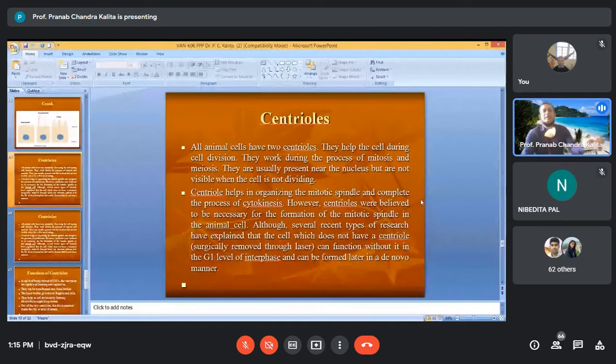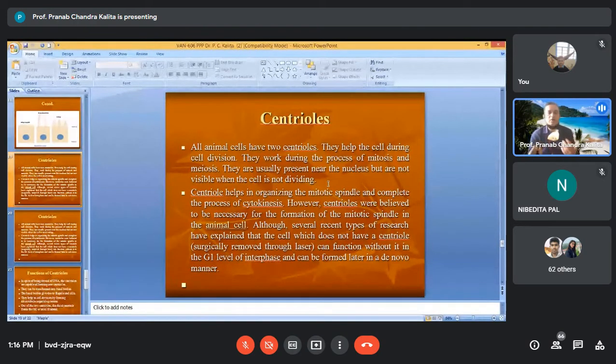Now, what are the centrioles? Do you have any idea about centrioles? All animal cells have 2 centrioles. So what is the function of these centrioles? They help the cell during cell division. They work during the process of mitosis as well as in meiosis. They are usually present near the nucleus, but they are not visible when the cell is not dividing. That means only during the process of cell division are centrioles visible.